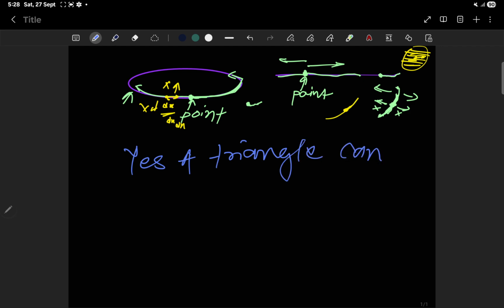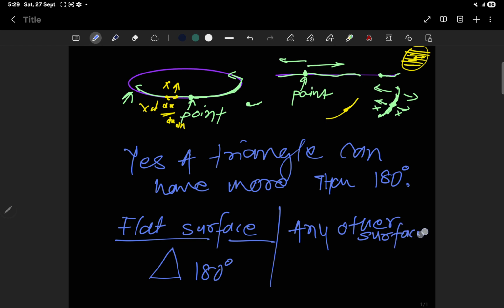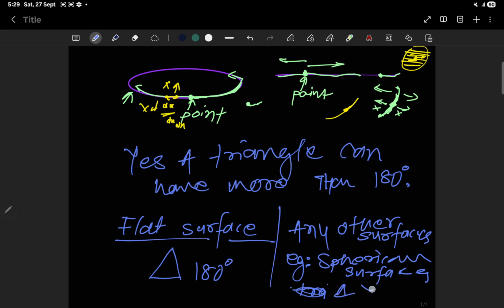can have more than 180 degrees. So for a flat surface, or we also call it a Euclidean surface, a triangle has 180 degrees. For any other surfaces, for example spherical surfaces, a triangle has more than 180 degrees.